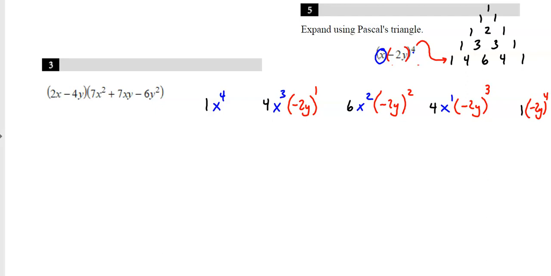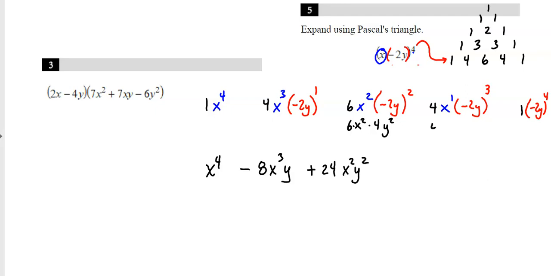And now we've got to clean all this stuff up. So in the beginning, I'm going to have x to the fourth. Negative 2y to the first is just negative 2y, so that's going to be a minus 8x to the third y. Now I've got to be a little bit careful here. This one, I have a 6 times x squared. A negative 2 times itself is 4, and then y times itself is y squared. So putting all that together, I have a 24x squared y squared.